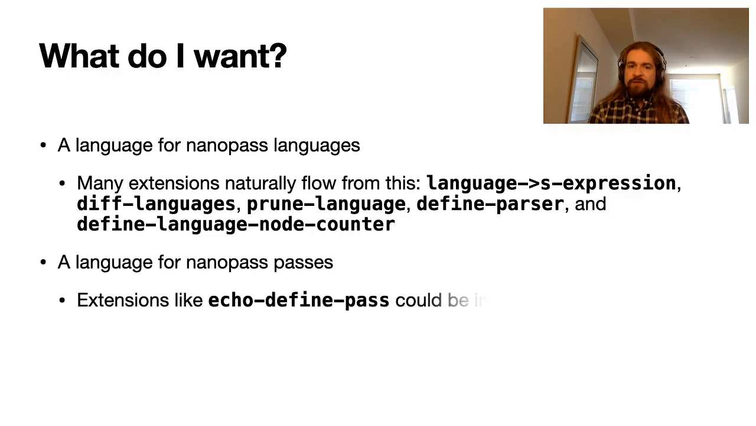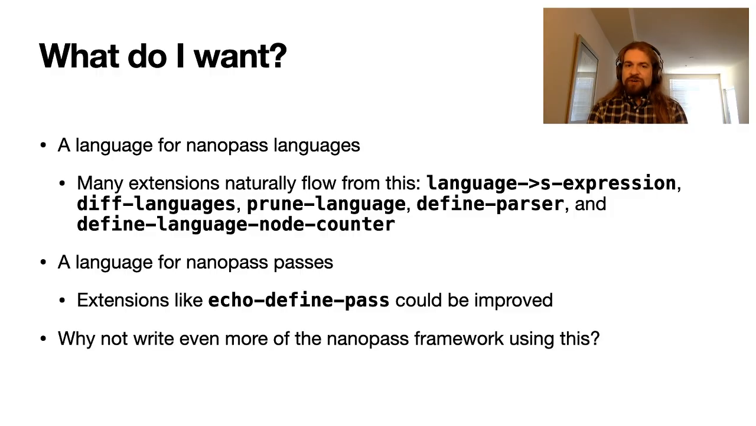I'd also love to have a language for Nanopass passes. We could improve extensions like echo-define-pass so that we could actually have it print out the generated boilerplate code. And in fact, we might want to take the define-pass macro, which is a fairly large and complicated macro, and apply sort of the Nanopass effect to it. So turn it into a set of smaller and more focused passes that are used to transform that into the final pass.